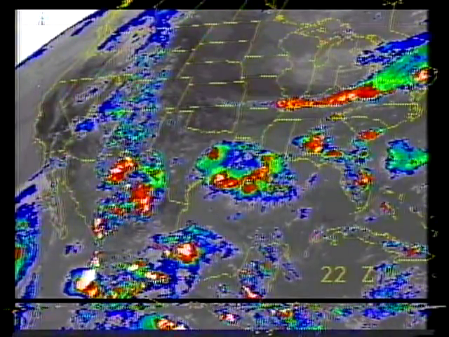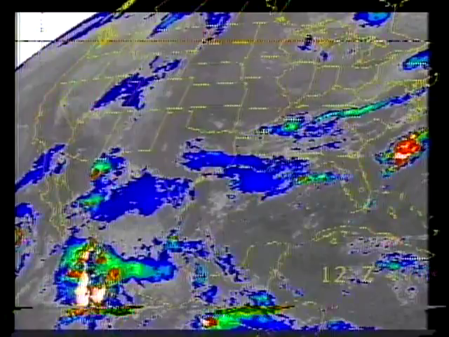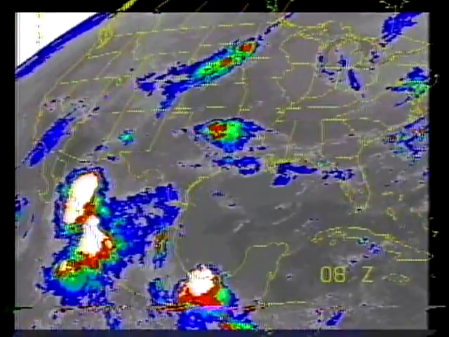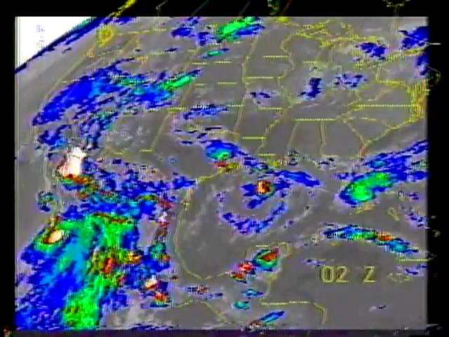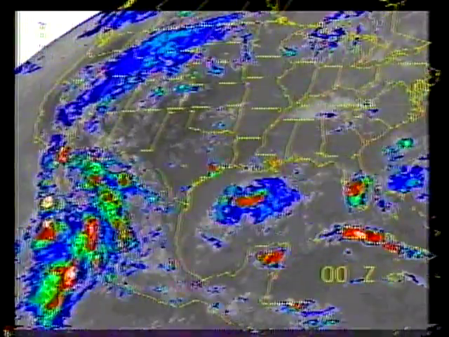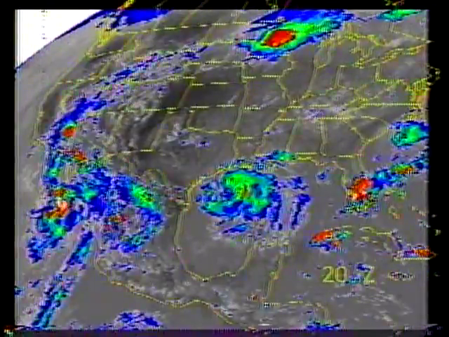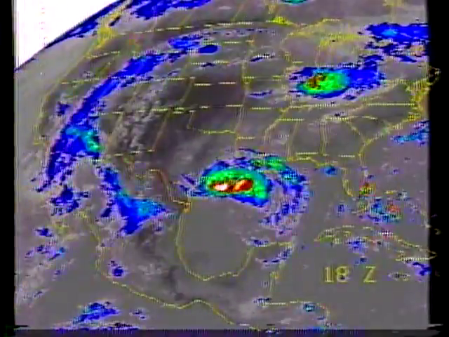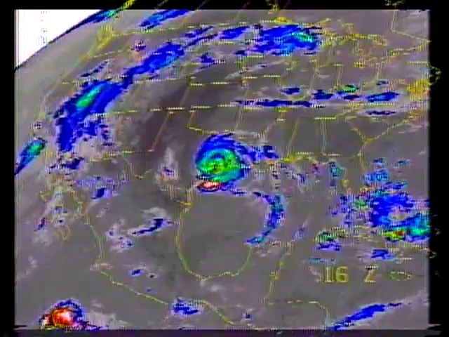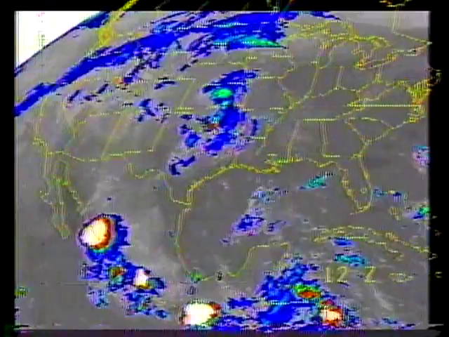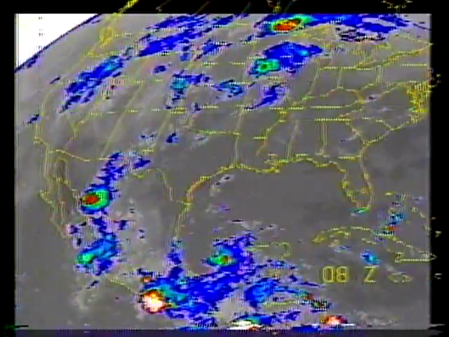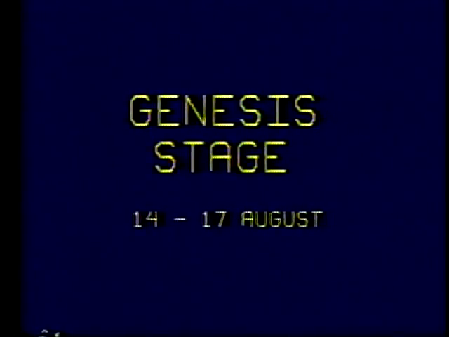Color enhancing the imagery helps to depict the areas of most intense convection, indicated by the red and white shading. Unenhanced regions imply low cloudiness or clear conditions. Again, notice the pronounced upper tropospheric divergence evident in the cirrus shield accompanying the tropical cyclone. The following segments of the videocassette will examine individual segments of Alicia's life cycle. August 14th through 17th comprised the Genesis stage.